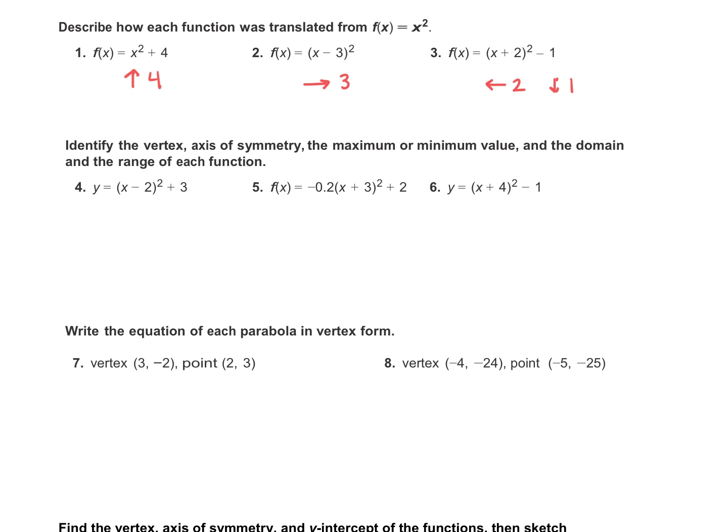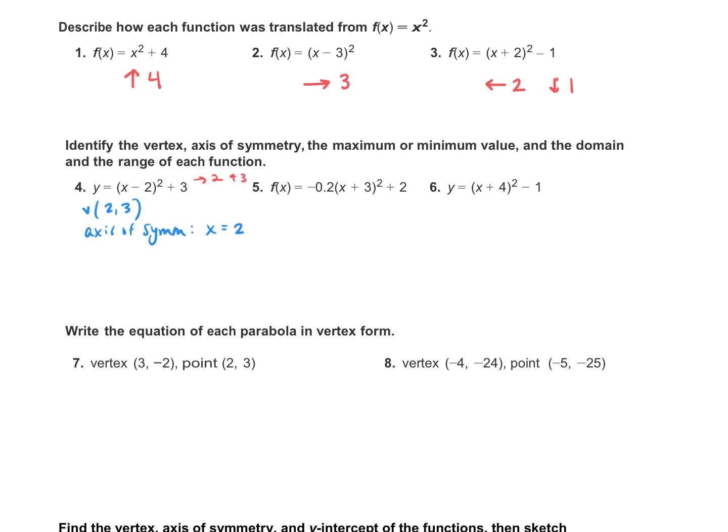So x minus 2 means that our function went to the right 2, and that plus 3 on the end, it went up 3. So if you can picture going from the vertex to the right 2 and up 3, our vertex is now at the ordered pair, or at the point 2, 3. The axis of symmetry goes right through the vertex, and it's always going to be x equals, it's a vertical line. And the vertical line that goes through this vertex will have the same x value as that coordinate. So x equals 2 is our axis of symmetry.